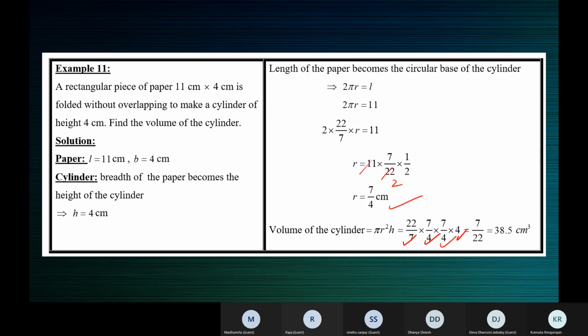Oh, I think 7 by 22 is wrong. I'll just check this, children. One second. What have I written?